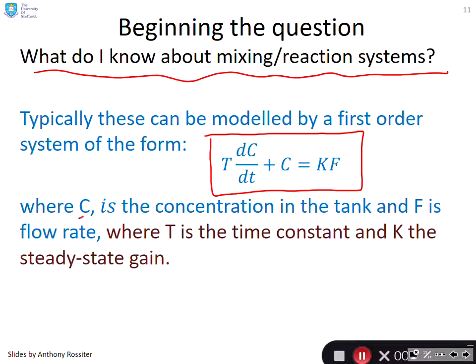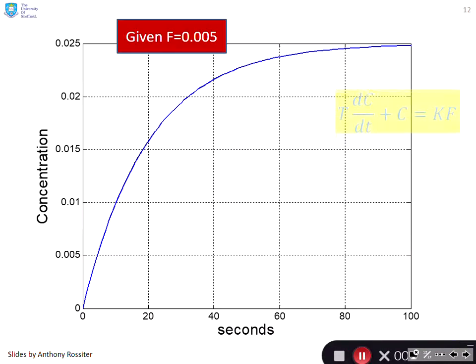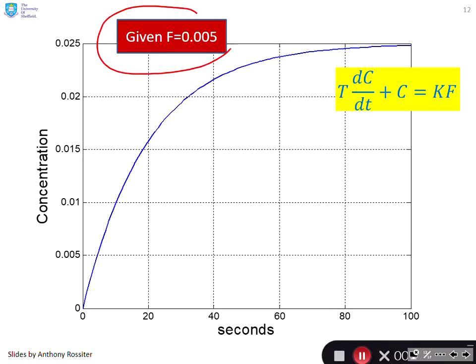So C, the concentration, T, the time constant, and K, the steady state gain. So what I'm going to do now is say, can I use time constant form, because I understand that, with the information provided and make some progress? So that's what we're going to do. So what information were you provided with? You were given that the flow rate goes from 0 to 0.005 and that you got this particular response.